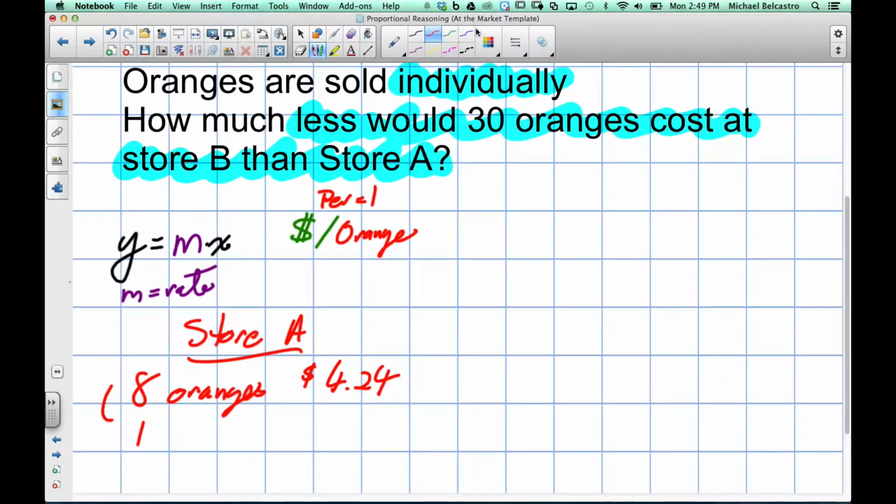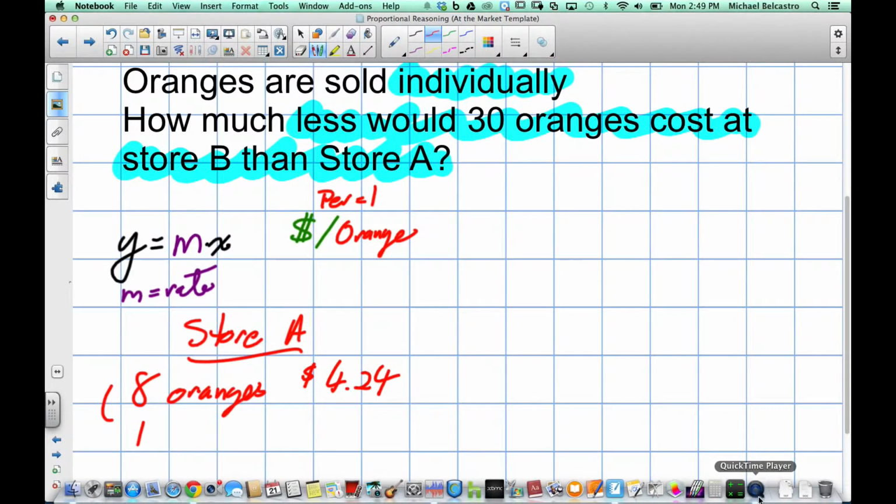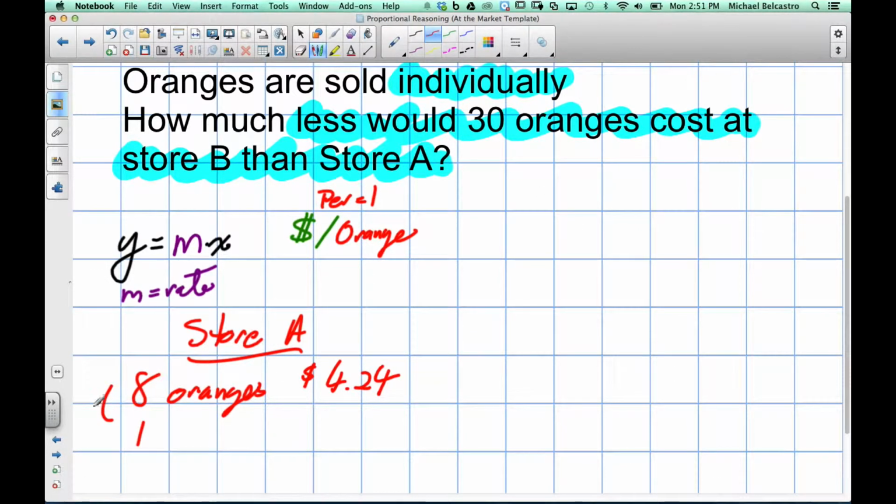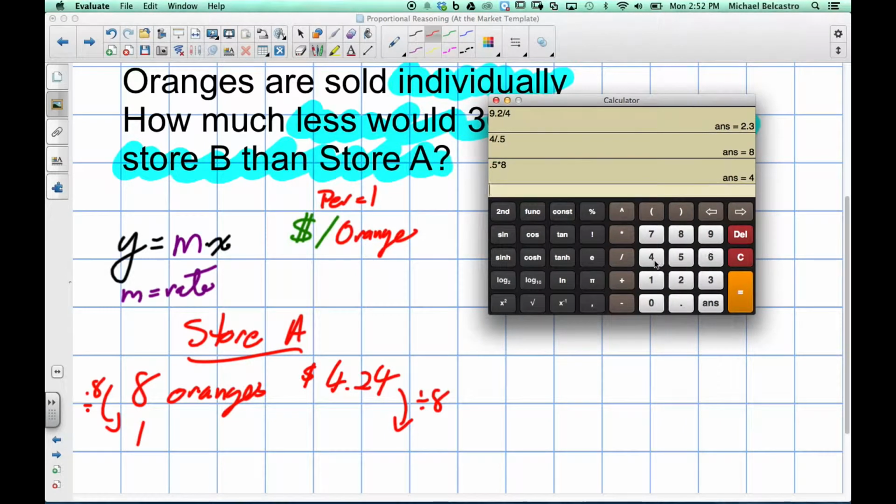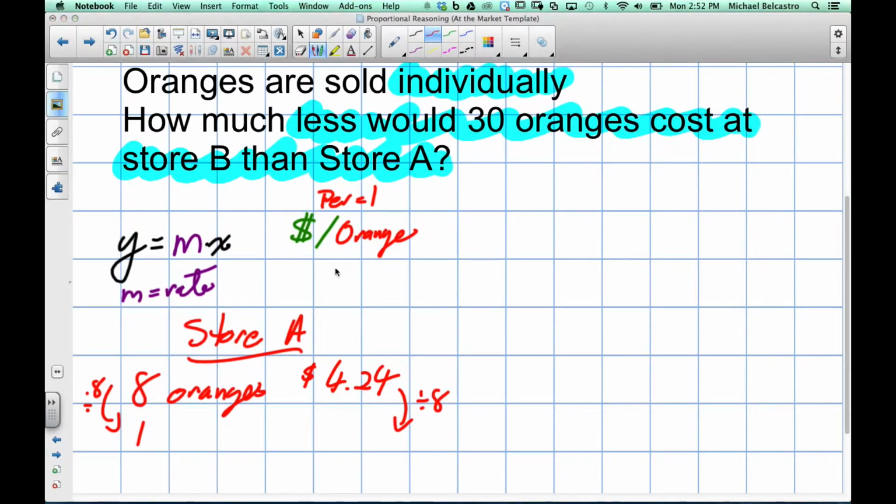We need to reduce it for our rate to the value of 1 orange. So in order to do that, we need to divide our value of 8 by the number 8. So we'll divide it by 8 to get a relationship that's reducing. And because we divided oranges by 8, we're going to have to divide the amount it costs by 8 also. So let's take out our calculator. Okay, and here we go. We have 4.24 divided by the value of 8, 53 cents. So it looks like store A costs 53 cents per orange, right? Now this 53 cents is our rate.